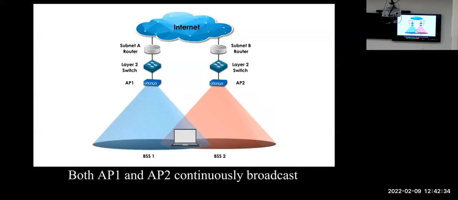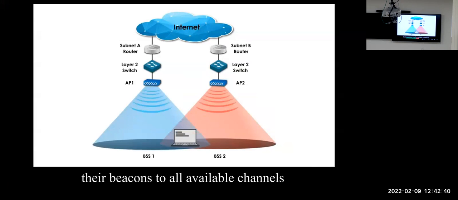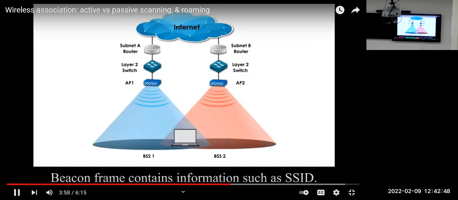Here we are. Both AP1 and AP2 continuously broadcast their beacons to all available channels within the frequency range in their service areas. Beacon. Okay, so when it broadcasts, it has some information about what the frequency range is and what the channel is here. Right? And you are the one who passively listens to it. You don't actively scan it.